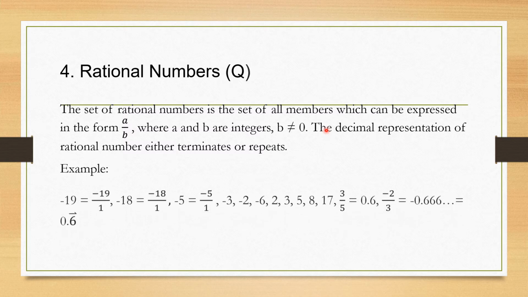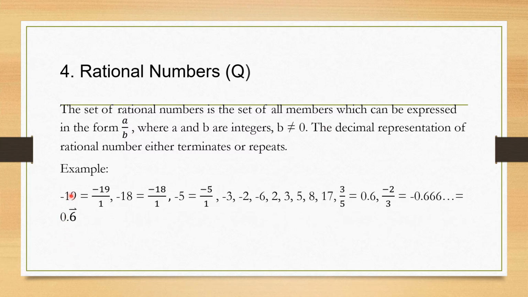Example, okay? So we have negative 19 is equal to negative 19 over 1. Negative 18 is equal to negative 18 over 1. Negative 5 is equal to negative 5 over 1. Negative 3, negative 2, negative 6, 2, 3, 5, 8, 17, and 3 fifths, which is equal to 0.6. And negative 2 over 3 is equal to negative 0.666..., or 0.6 with a bar. Meron siyang bar.